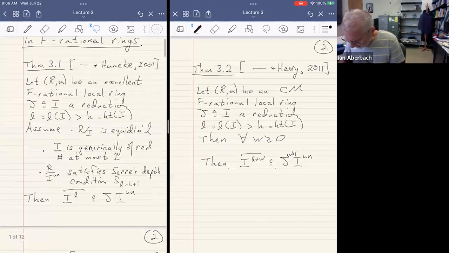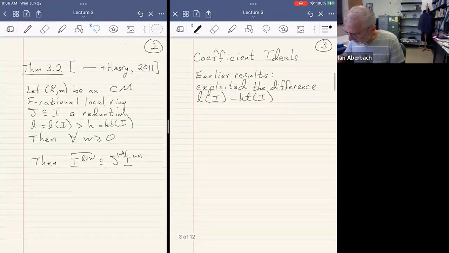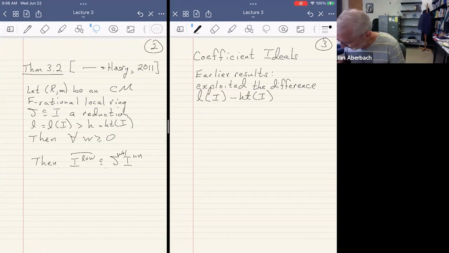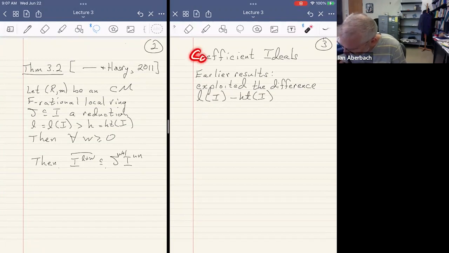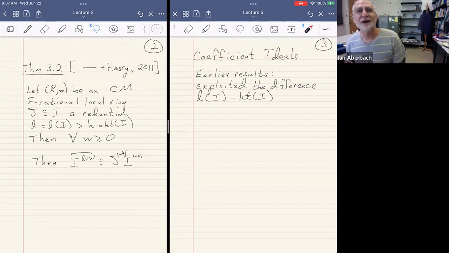So I'm going to switch gears now a little bit, and I want to talk about what are called coefficient ideals. The terminology here perhaps isn't ideal because we've been talking about Briancon-Skoda theorems with coefficients. Now I'm going to talk about coefficient ideals, and they're not quite the same thing.